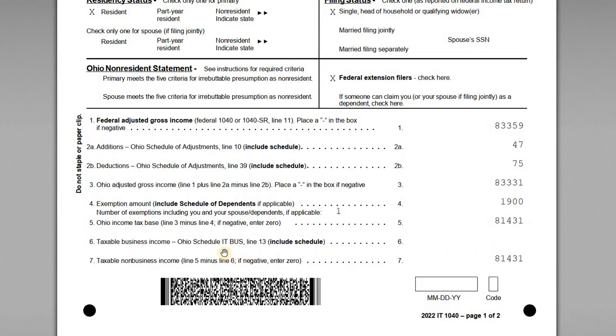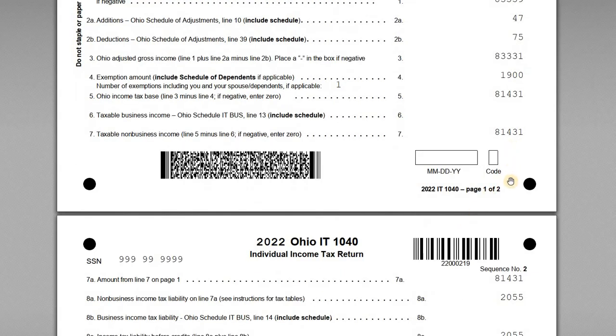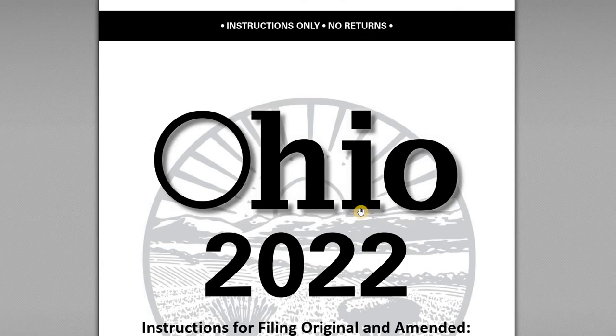Now, the ITBUS isn't required because this taxpayer doesn't have any business income, but if you did have business income, you would go ahead and complete that schedule. So the amount of taxable non-business income here is going to be, again, $81,431. And so now we need to figure out, well, what is going to be the tax owed on that non-business income? And so this is where we reference the Ohio instructions.